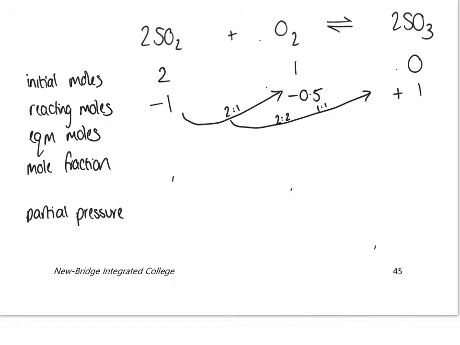Equilibrium moles is initial plus reacting. So what are my equilibrium moles of sulfur dioxide going to be? 2 minus 1 is 1. For oxygen, 1 minus 0.5 is 0.5. And my equilibrium moles of sulfur trioxide are 1.